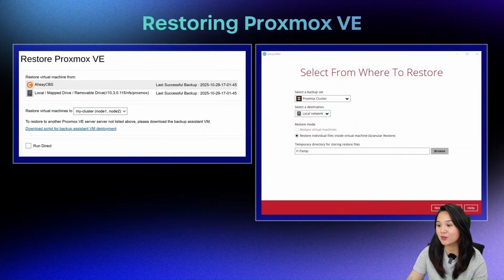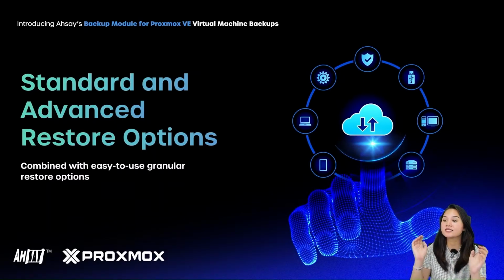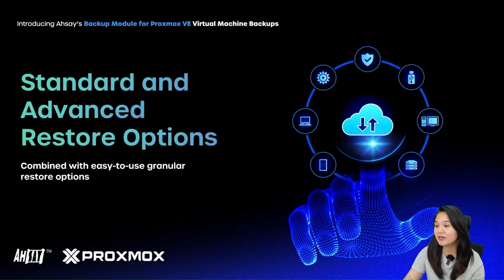really matters after backup, so the restore. So Ahsay's standard and advanced restore options gives you flexibility to restore exactly what you need, how you need it, whether it's a full VM, a quick run direct restore for instant access, or a granular restore for retrieving specific files or disks. Let's take a look at how these restore options work in action.